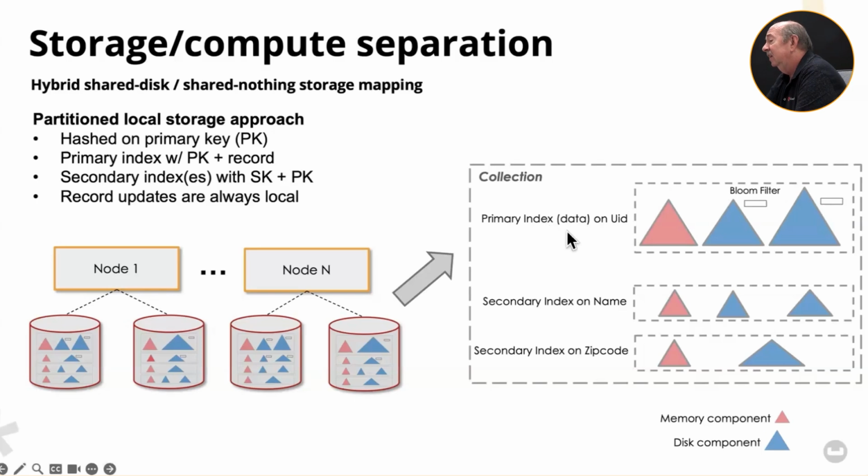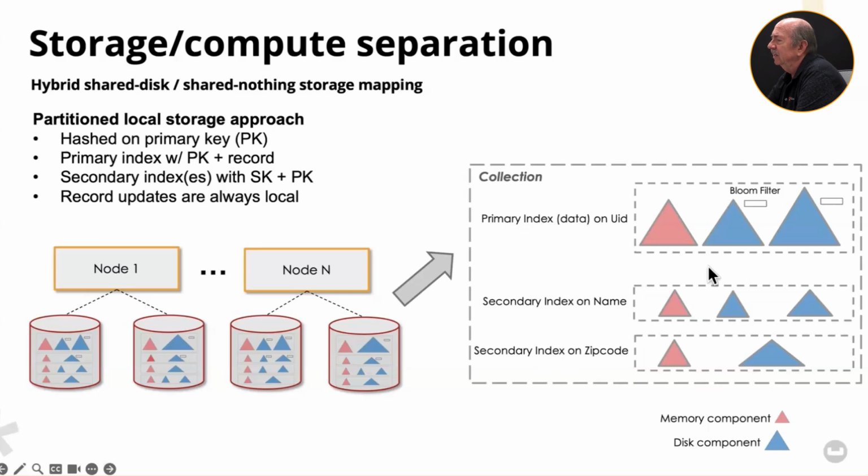And then you may want to index your data based on name, because your application is looking things up based on username, or on zip code because you want to do analytics over the zip code, and you want to do it for a specific zip code or a small range of zip codes. So you might build secondary indexes.